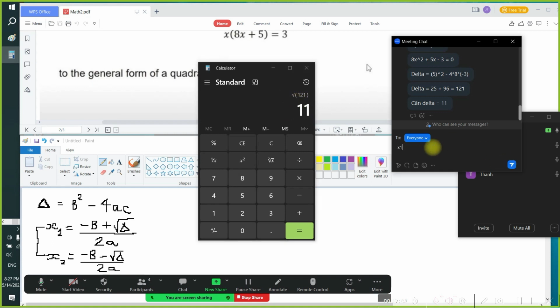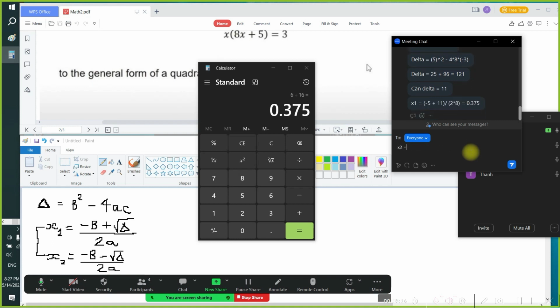Okay, so x1 will be equal to minus b, which is minus 5, plus 11, and then divide by 2a. Be careful to put it in brackets. Use a lot of brackets, okay? So minus 5 plus 11 divided by 16 should give you 0.375, isn't it?